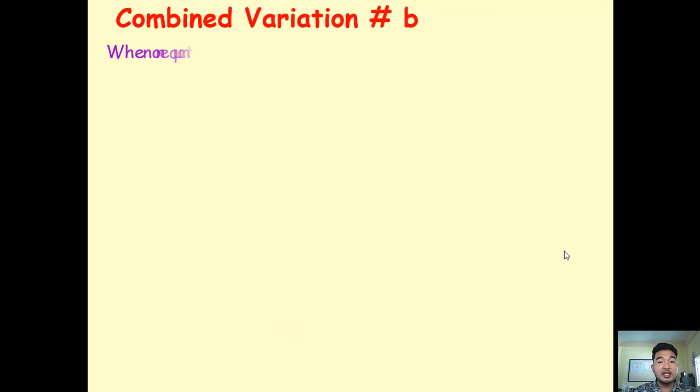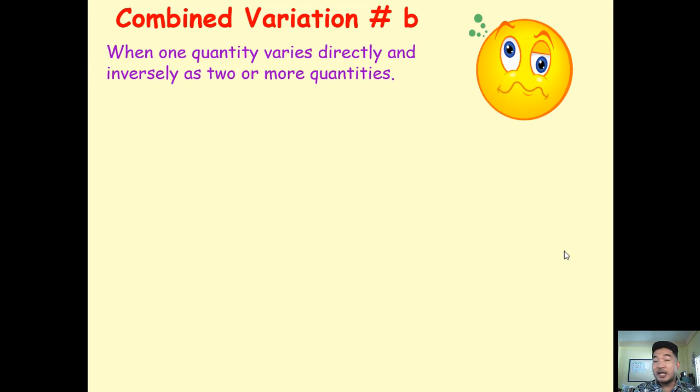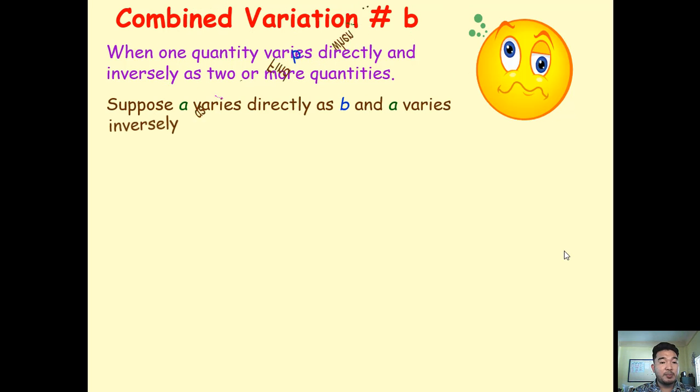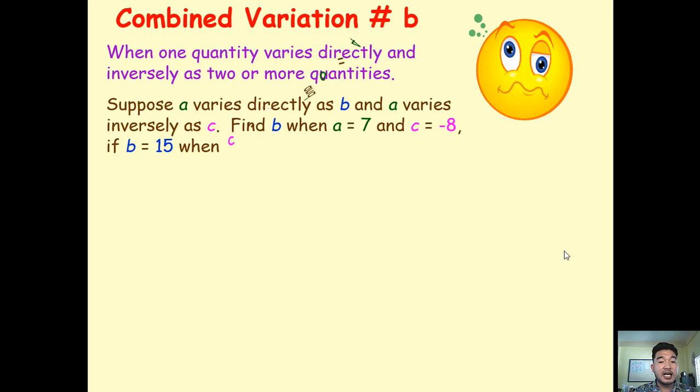Combined variation, example letter B. When one quantity varies directly and inversely as two or more quantities. Suppose A varies directly as B and A varies inversely as C. In this type of problem, we have three variables A, B, and C. Find B when A is 7 and C is -8.